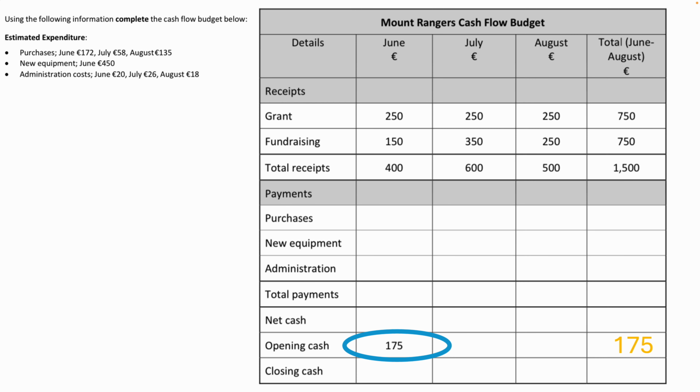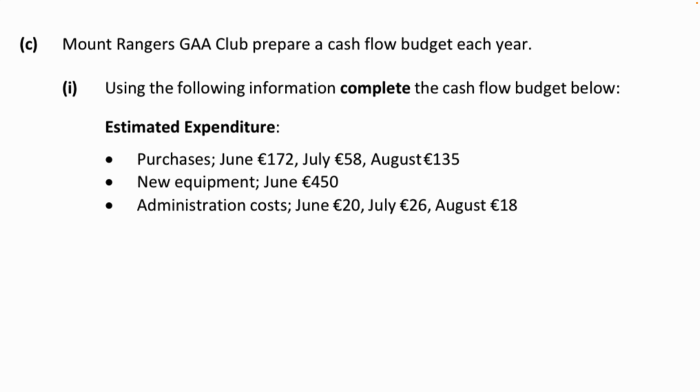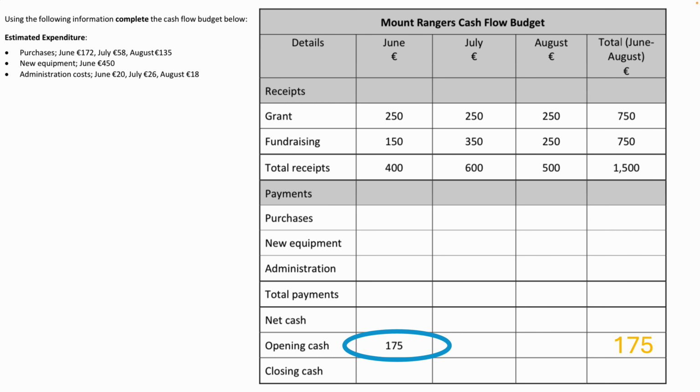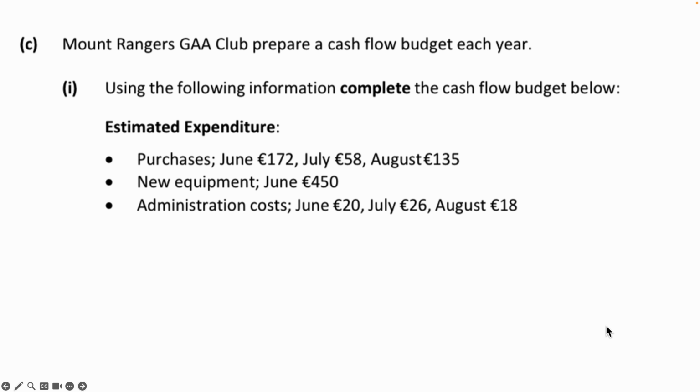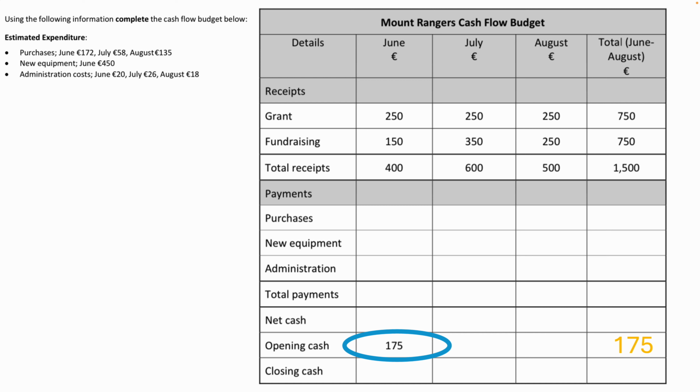Okay, so as you can see, we had a 175 opening cash, which was left in the question. They didn't say it in the question that they had 175 opening cash, but they have written it down here. Sometimes they won't write it down here, but they'll have it in the question, so just look out for that. So the opening cash 175 in June is also the opening cash for the total of the period, because the total period is June through to August. So what was the opening cash at the start of the period, which was June? It was 175. So let's get started now.